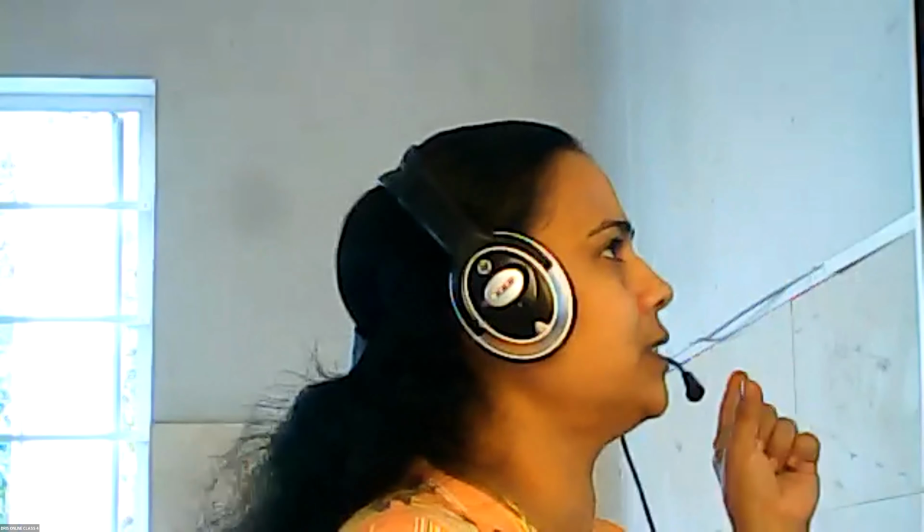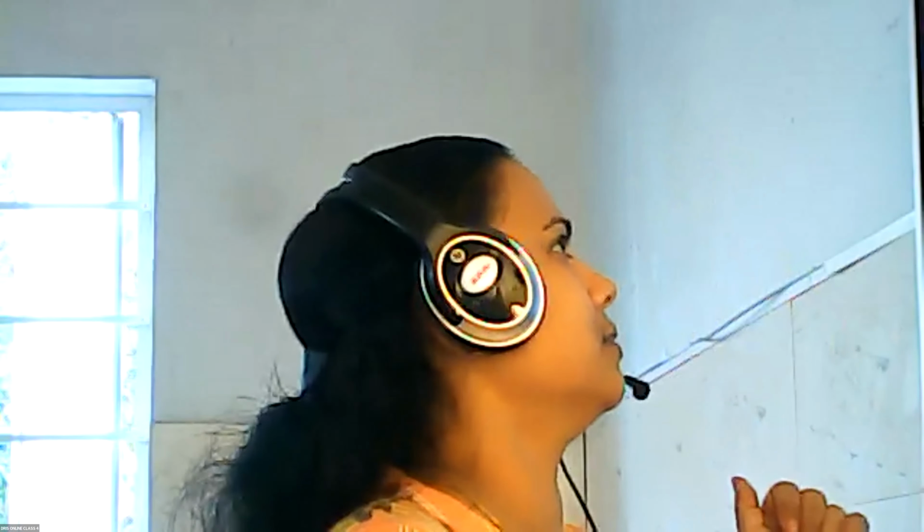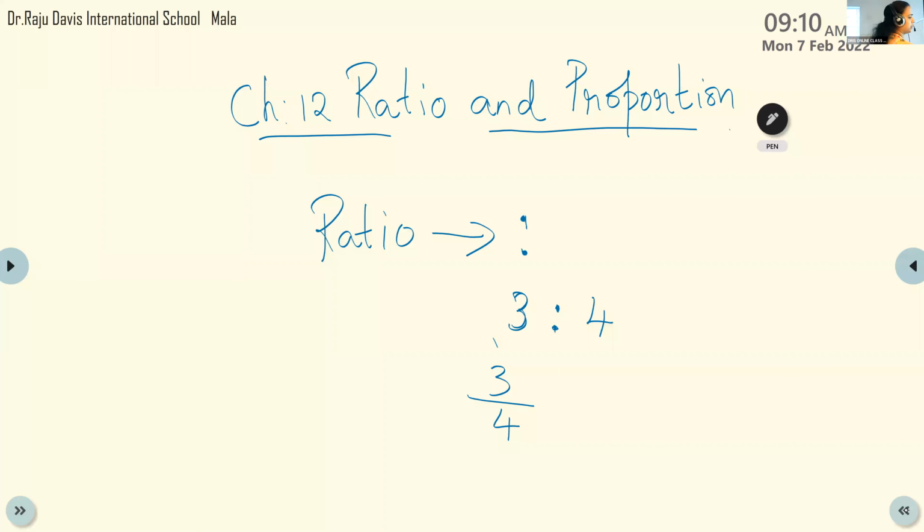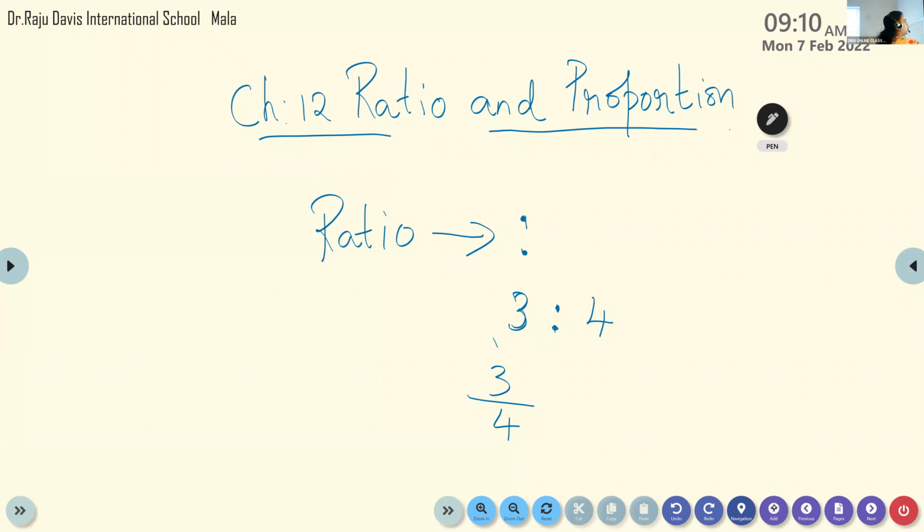See, suppose in your class there are 40 students. Total number of students is 40. And there are 20 boys and 20 girls. Total number of girls is 20, and the total number of boys is 20. So children, how will I write the ratio? Look here, the ratio of the girls.